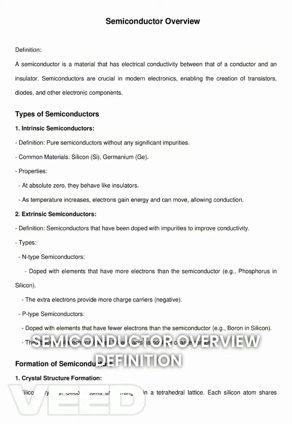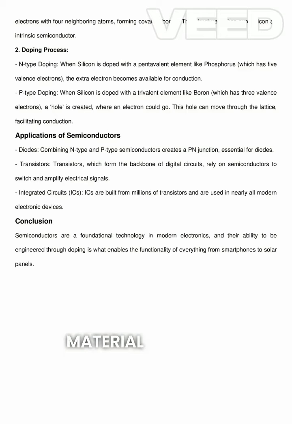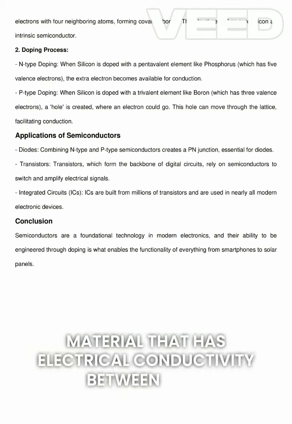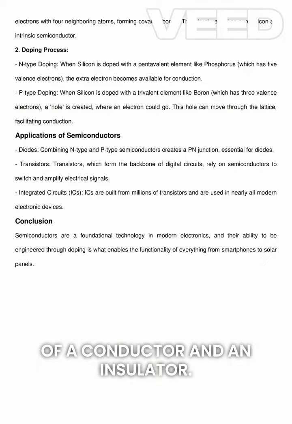Semiconductor overview definition. A semiconductor is a material that has electrical conductivity between that of a conductor and an insulator. Semiconductors are crucial in modern electronics, enabling the creation of transistors, diodes, and other electronic components.